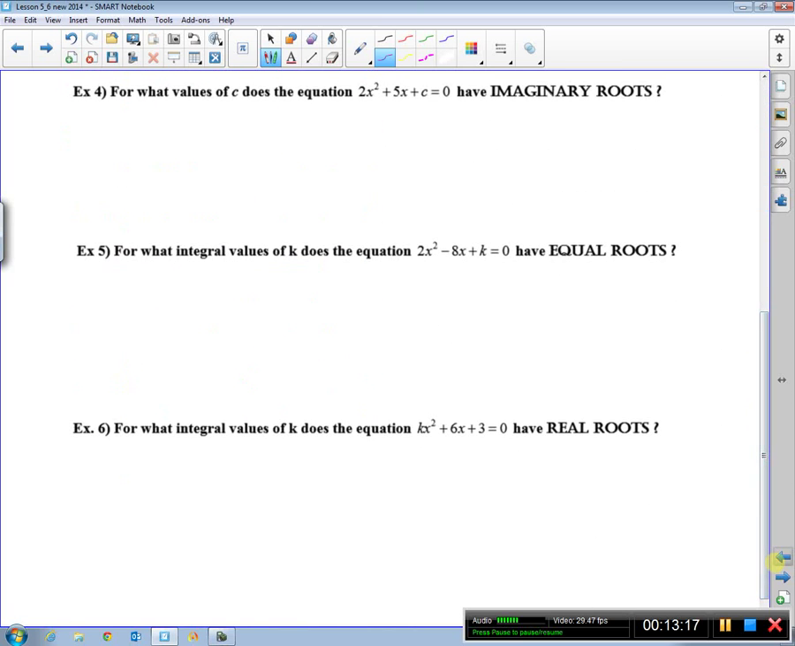All right, our last three questions. For what values of c, which is missing here, does the equation 2x squared plus 5x plus c have imaginary roots? So this is information about the discriminant. And we know if the roots are imaginary, that our discriminant is less than 0. A is 2, b is 5, and c is c.